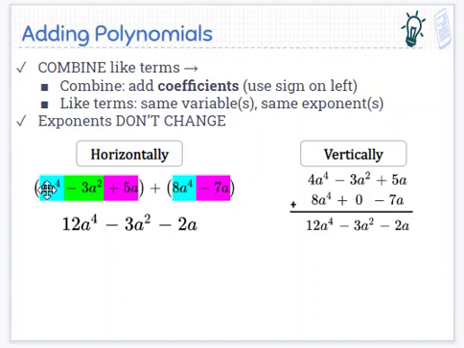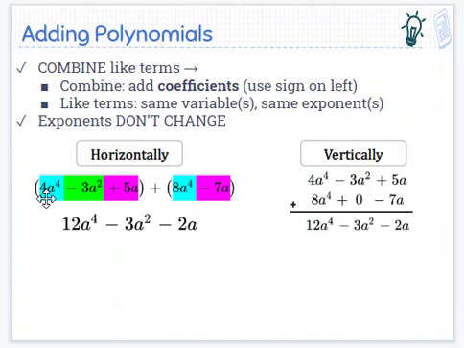Notice how the a to the fourth terms are highlighted in blue. The negative 3a squared is highlighted in green. And the 5a and minus 7a, that is in purple. Now, notice how there is a plus sign between the two sets of parentheses. If you see that plus sign between two sets of parentheses, we add like terms.